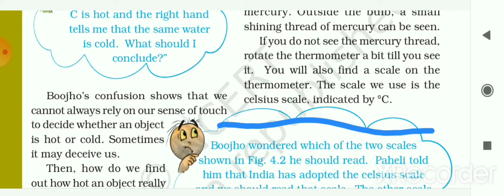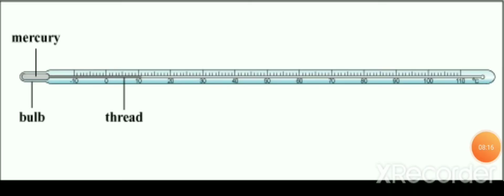So now let me show the clinical thermometer. Here in the picture, the clinical thermometer is shown to you. In this picture, mercury, which is grey in color, is shown, then the greyish mercury thread is shown, and the bulb is also there. This is not a clinical thermometer, but in a clinical thermometer, the mercury, bulb and thread are the same as this one.